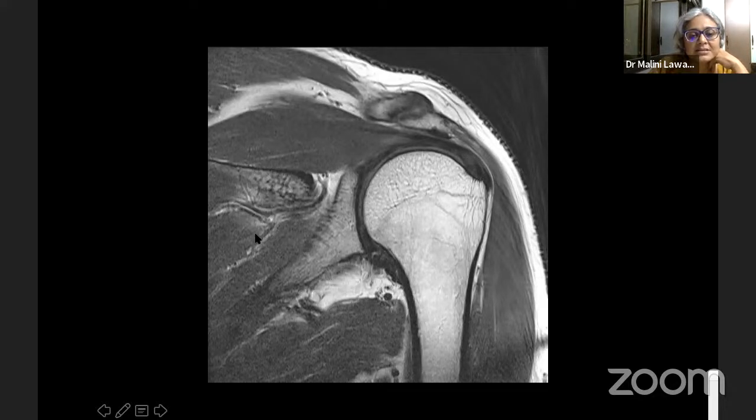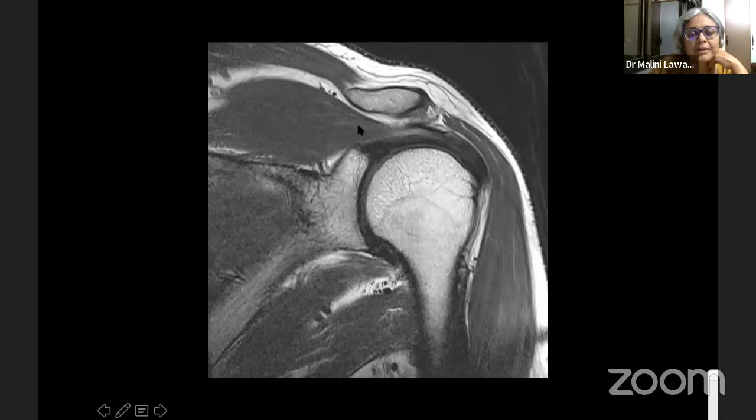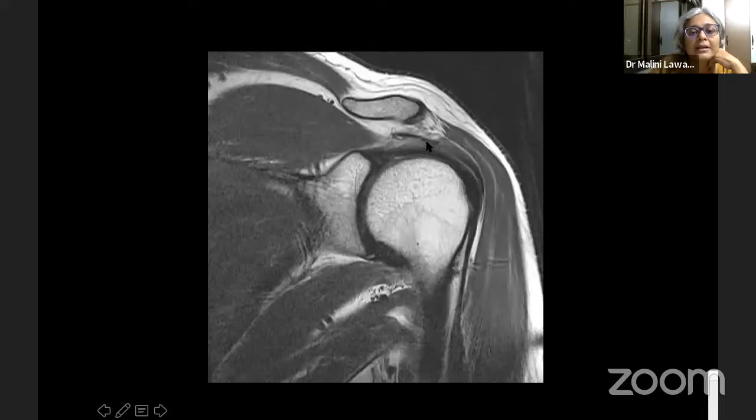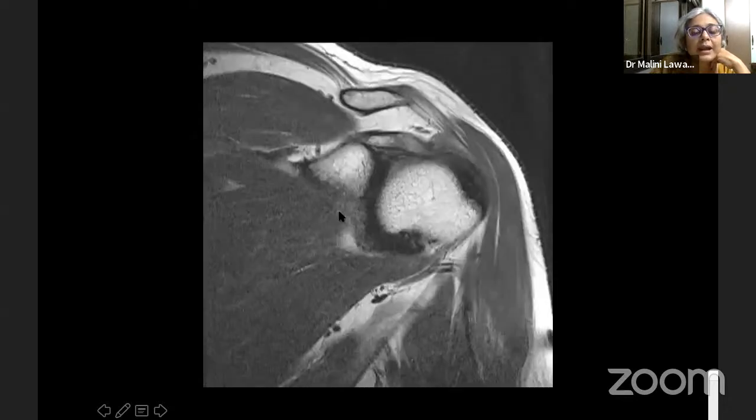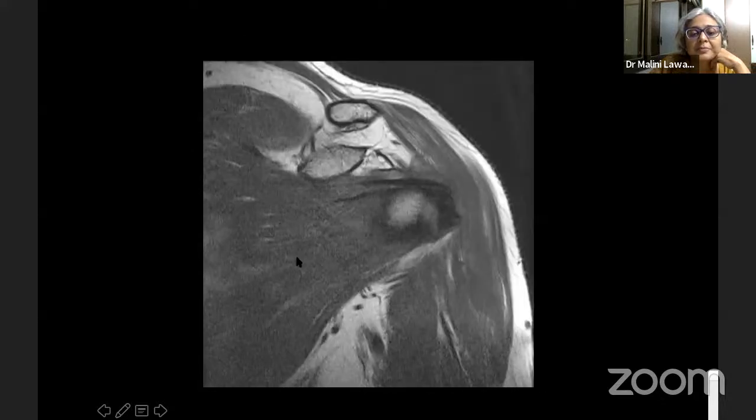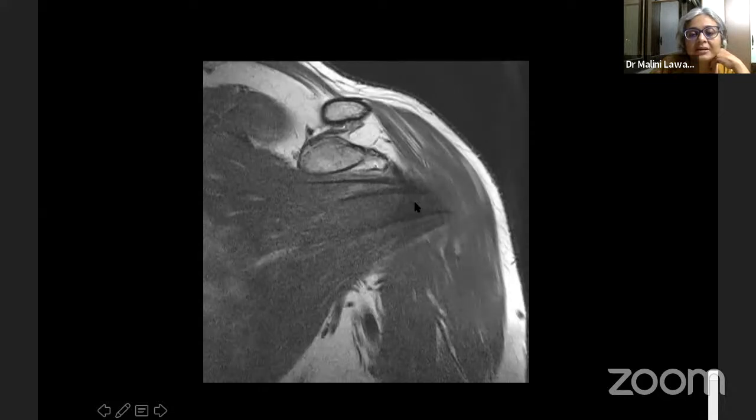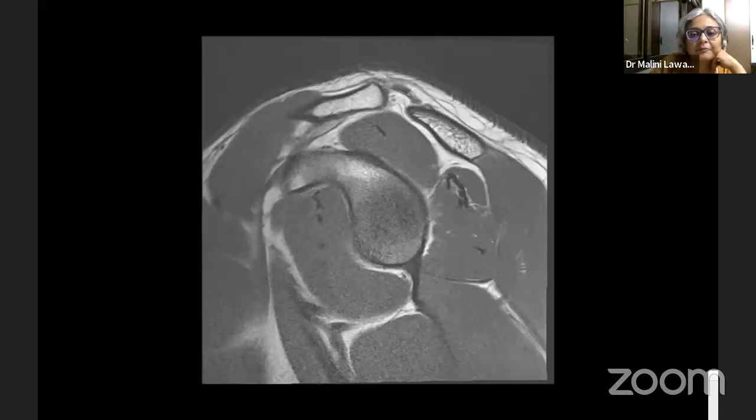And this here is still the infraspinatus muscle, supraspinatus muscle, supraspinatus tendon. And this is where the biceps tendon origin is seen. More anterior, you can see the biceps tendon. This is the superior labrum. You can see the biceps tendon and trace it down into the pulley and the bicipital groove going inferior. More anteriorly, you can see the subscapularis muscle, which is a multipennate muscle, and all of these are the tendons inserting onto the lesser tuberosity.